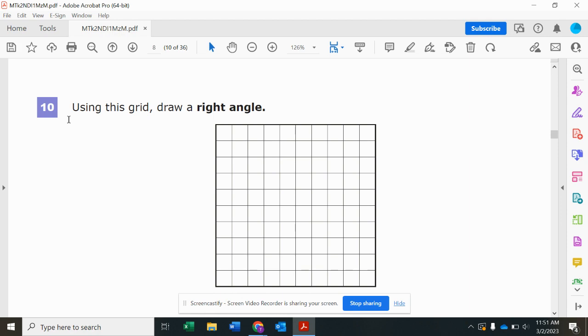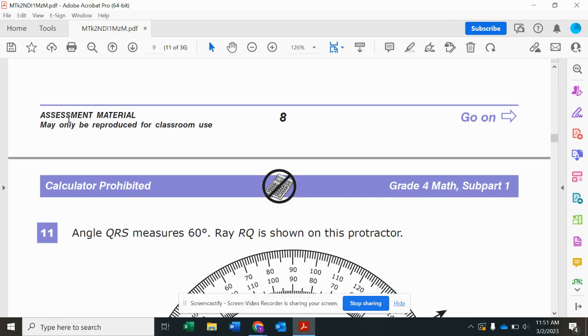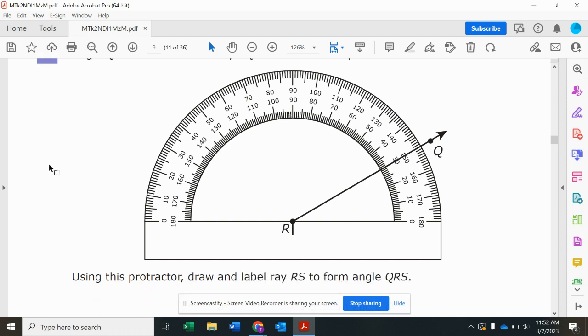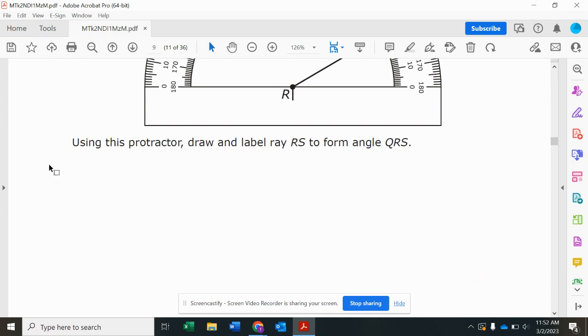Question 10. Using this grid, draw a right angle. Question 11. Angle QRS measures 60 degrees. Ray RQ is shown on the protractor. Using the protractor, draw and label ray RS to form angle QRS.